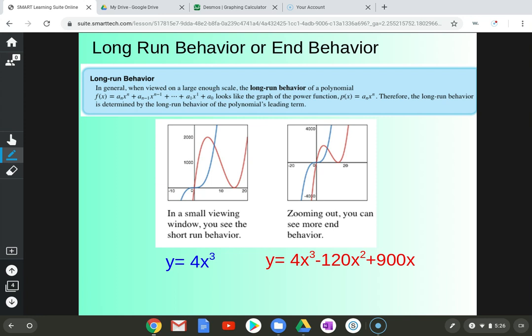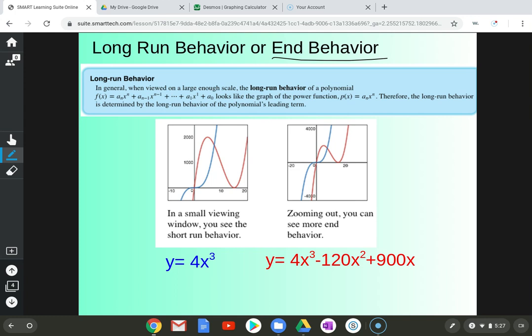All right, long run or end behavior. So your book calls this long run behavior. I have to just tell you right up front, I am always going to call it end behavior. So just get used to me calling it end behavior because that is how I've always called it. Okay, so here's the thing.